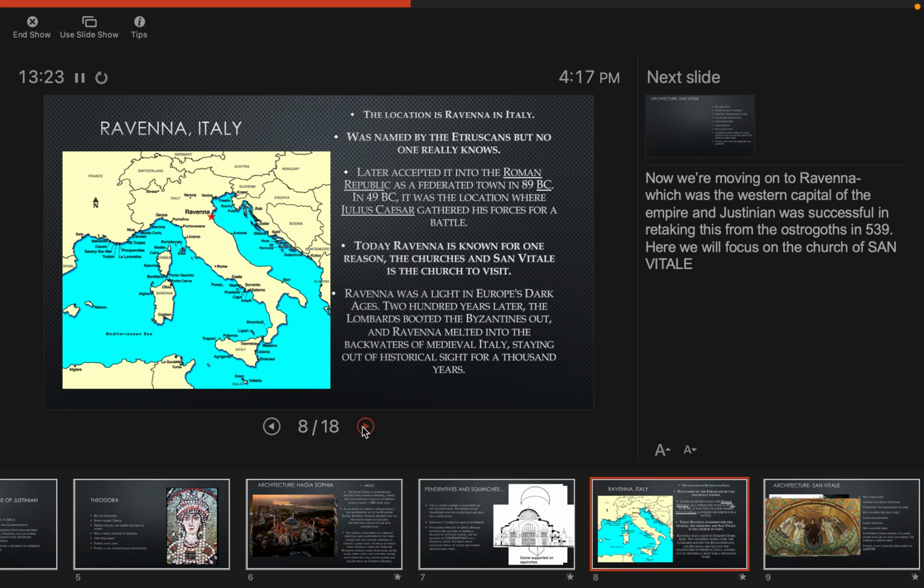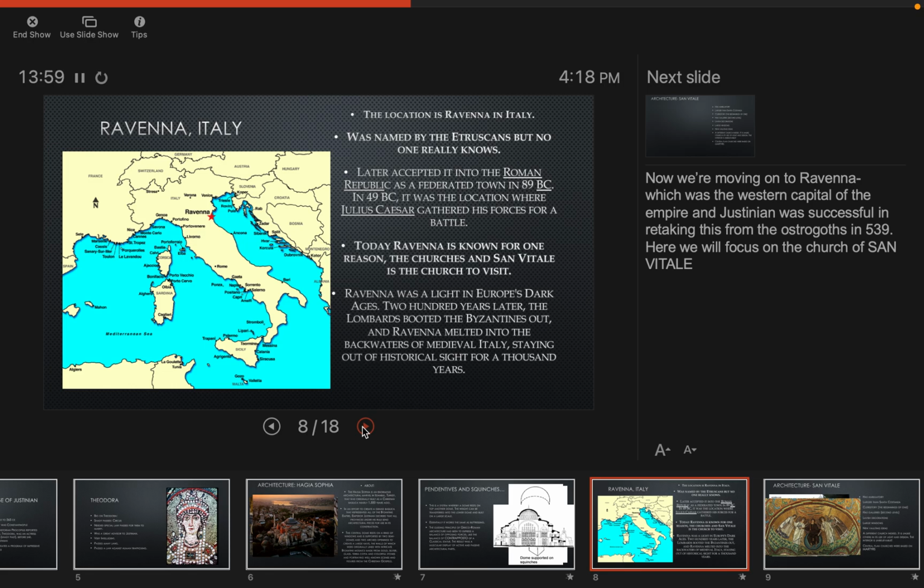So the location, we're moving from Istanbul to Italy again. It was named by the Etruscans, but no one really knows why. Later, accepted into the Roman Republic as a federated town in 89 BC. In 49 BC, it was the location where Julius Caesar gathered his forces for a battle. Today, Ravenna is known for one reason, the churches, and San Vitale is the church to visit.